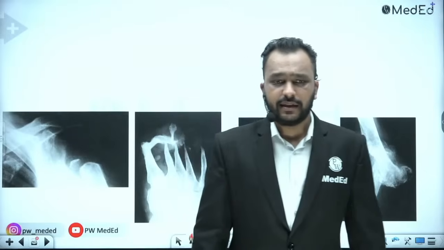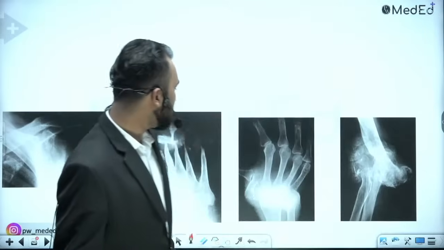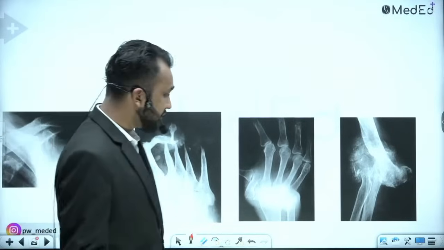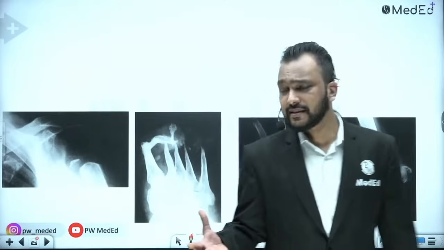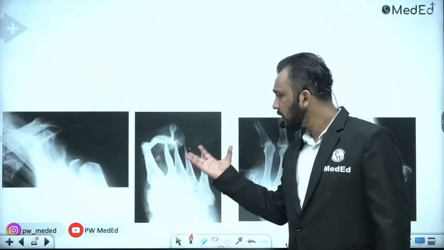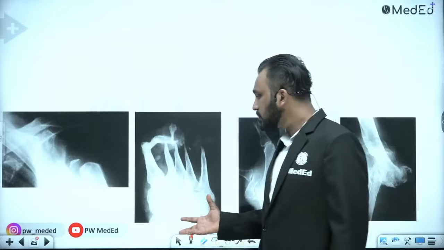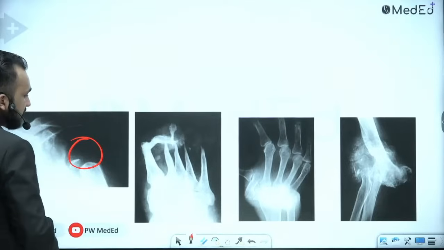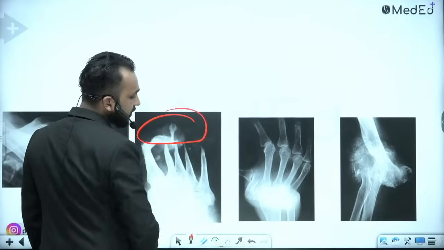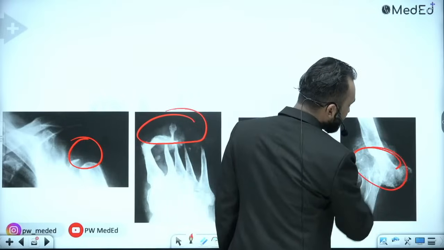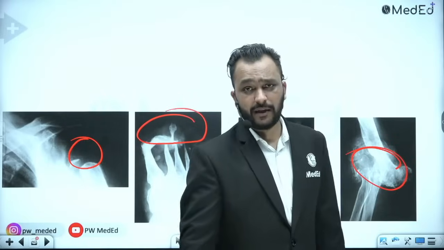So in the next case, what you are able to see, very strange joints, they are disorganized, they are eaten up, even all the bones cannot be seen. Here the head of the femur is not seen, here the phalanges are not seen, here the carpal bones are not seen, here you can see that there is debris and there is dislocation of the elbow joint.